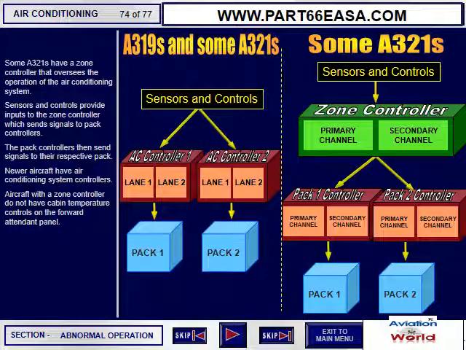Some A321s have a zone controller that oversees the operation of the air conditioning system. Sensors and controls provide inputs to the zone controller, which sends signals back to pack controllers. The pack controllers then send signals to their respective pack. Newer aircraft have air conditioning system controllers. Aircraft with a zone controller do not have cabin temperature controls on the forward attendant panel.